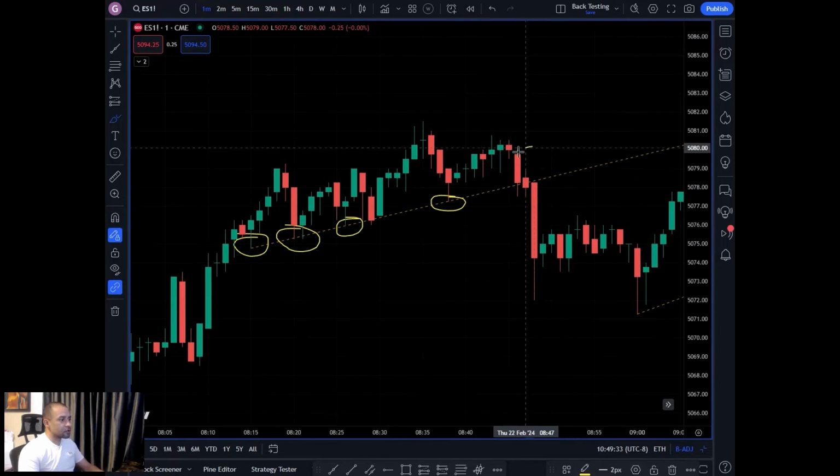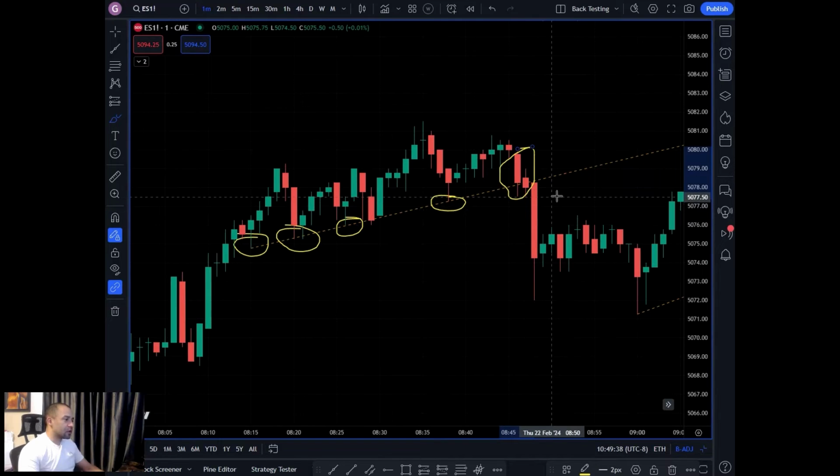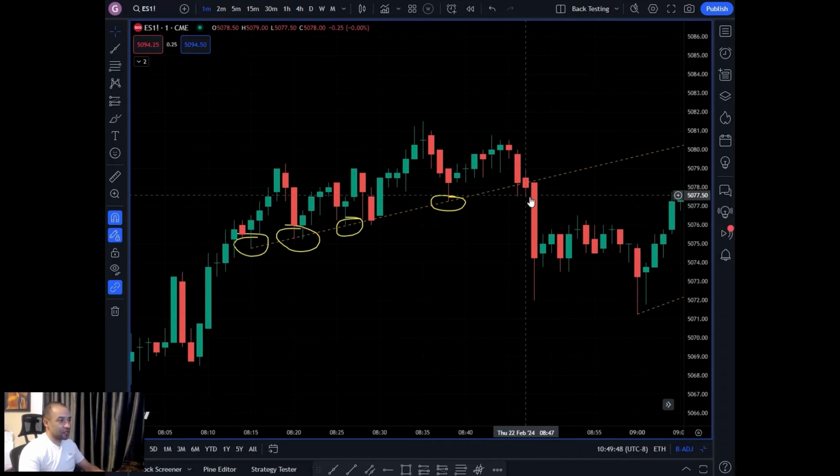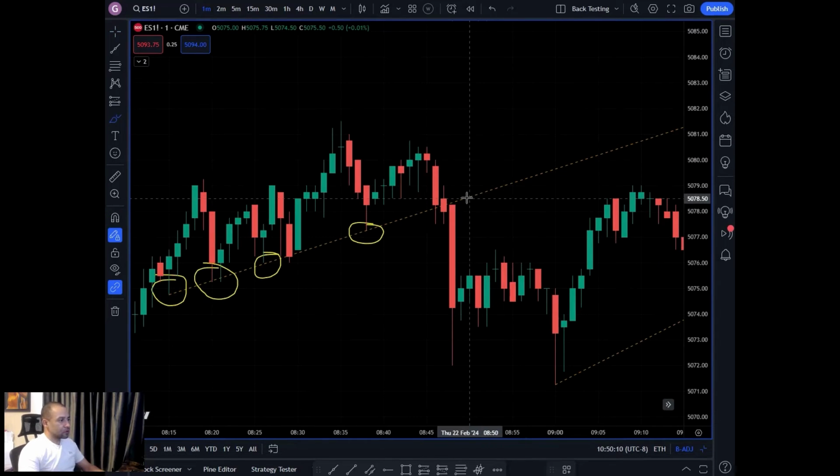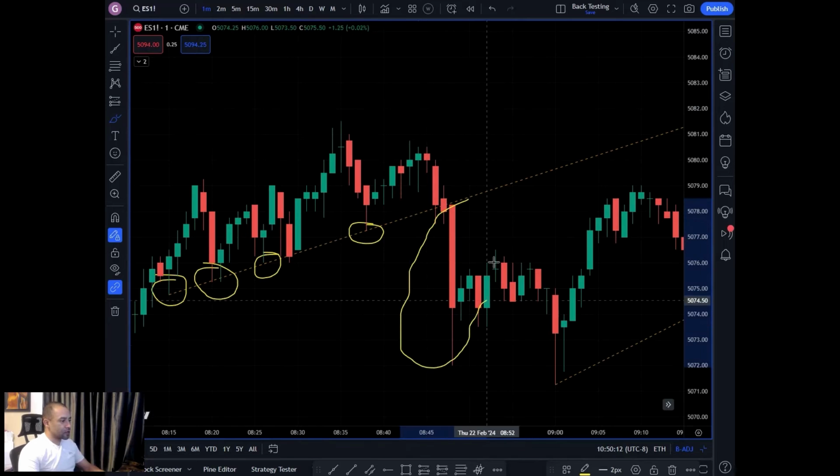For instance, this candle right here, it did break down below the trend line, but it didn't close below it. This candle here as well, it did close below the trend line, but it wasn't very convincing. This is not a very convincing candle. It's got a wick to the bottom, it's got a wick to the top, and it's not a clear sign that the trend line is broken. This big bearish red candle is a clear sign that the trend line is broken.